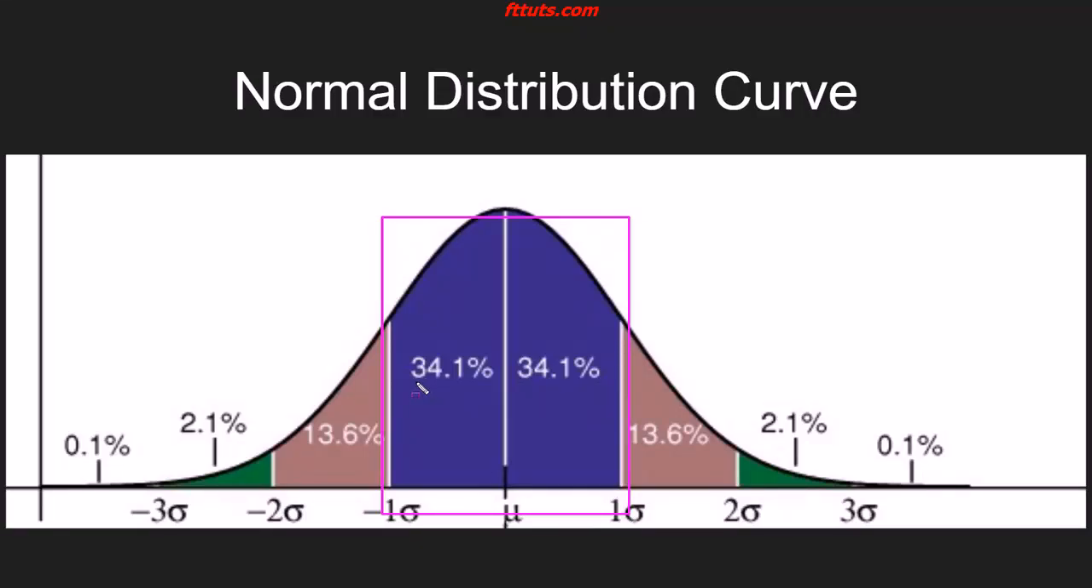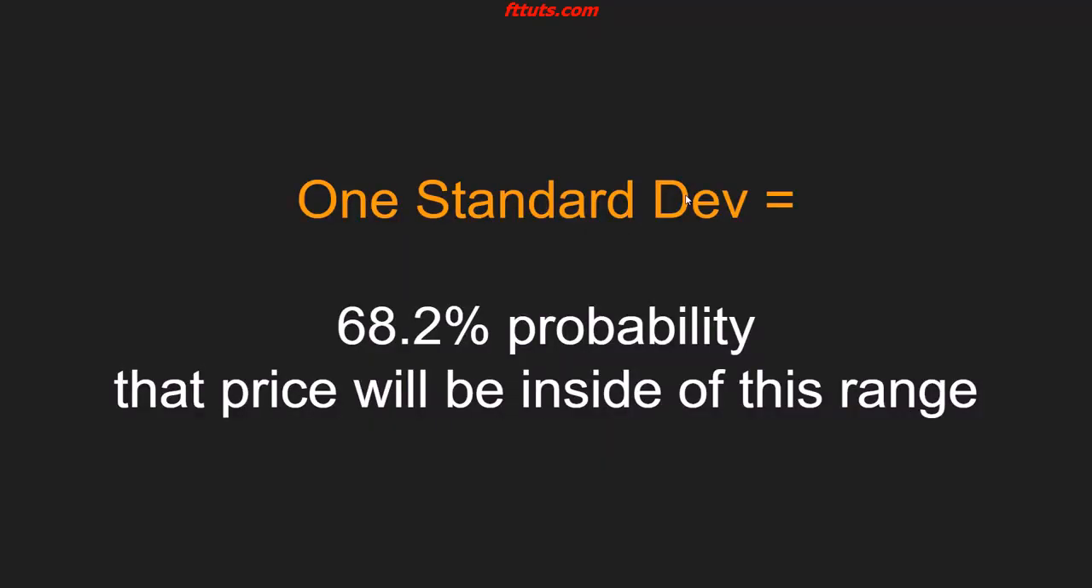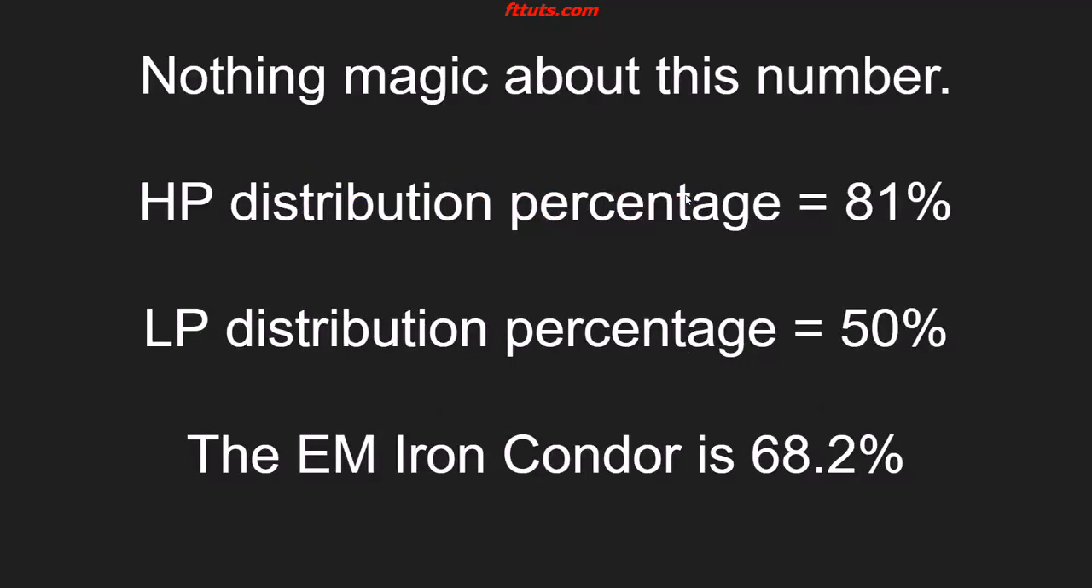And so this gives us a 68.2% probability that the price will stay within this central part of the distribution curve. One standard deviation means that the price will have a 68.2% probability of being within this range of an Iron Condor. There's nothing magic about this number.